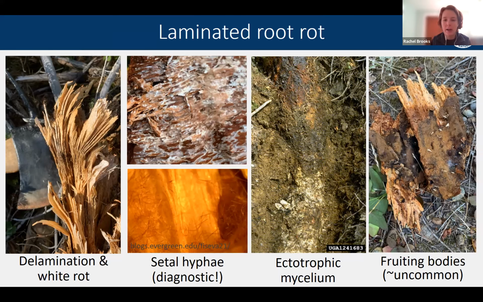The next thing you keep an eye out for is ectotrophic mycelium. That's a fancy word for just saying white fungal growth that's occurring on the root surface. So here's a picture of a tree stump on the top, and then the root that is exposed. Someone dug away the soil, and you can see at the base that root is a little whitish in color with that ectotrophic mycelium. And then lastly, you may find these brown leather-colored fruiting bodies that are fairly uncommon, but you do run across them. So we'll look at a few pictures of that as well.